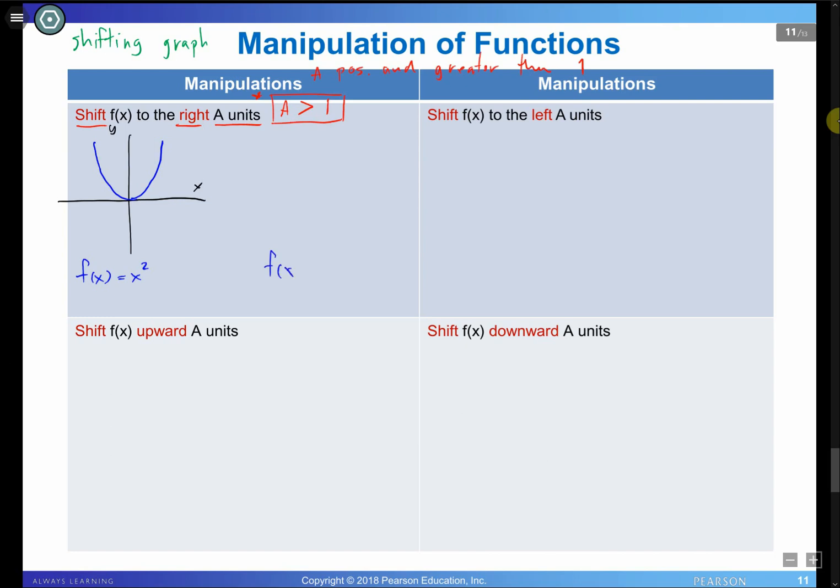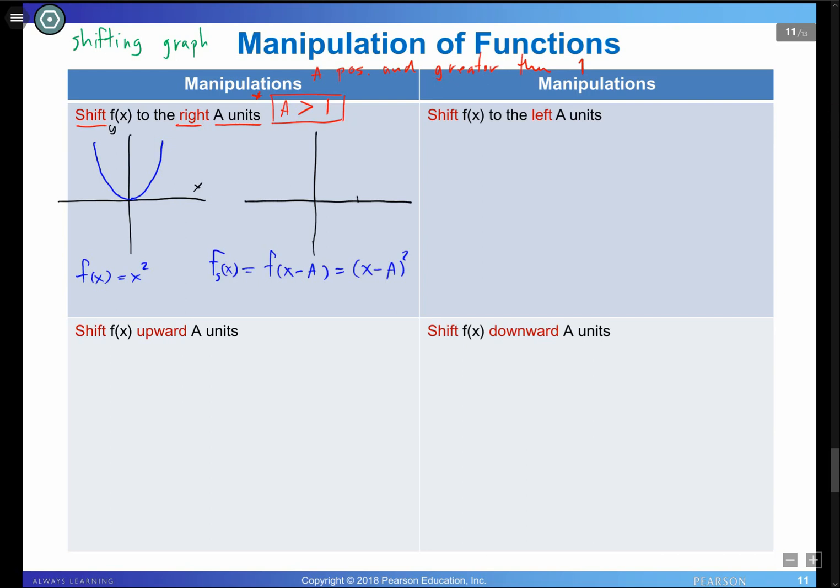f of x minus a. So this is going to become (x minus a) squared. This new one is going to be the graph of the parabola shifted to the right a units. So I'm going to call this f of s, right, the new one. So the new graph that we get over here after shifting should look something like this. Shifting to the right a units. So it should appear at this point.